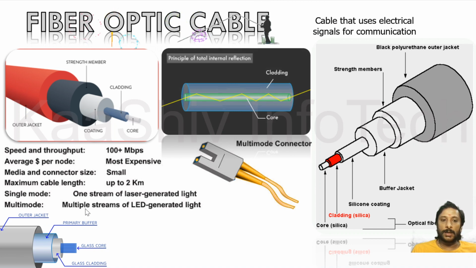So single mode and multi mode are there. Single mode is with a laser, and multi mode is with an LED light generator. Okay, this is how transferring data in the form of light signals is called fiber optic cables. The core part is created with silica, and the cladding part is once again silica. On top of it, you got a silicone coating, the buffer jacket, and this is your optical fiber. You got the strengthening materials, and your black polyurethane outer jacket.